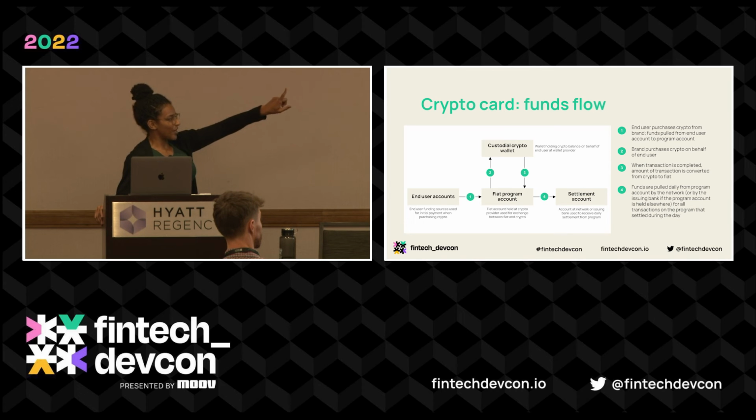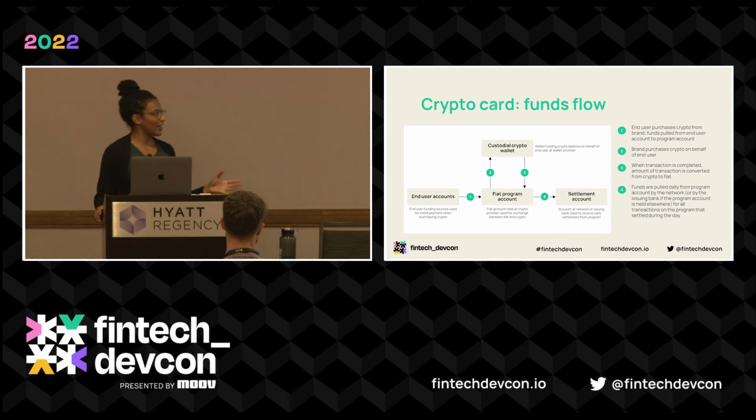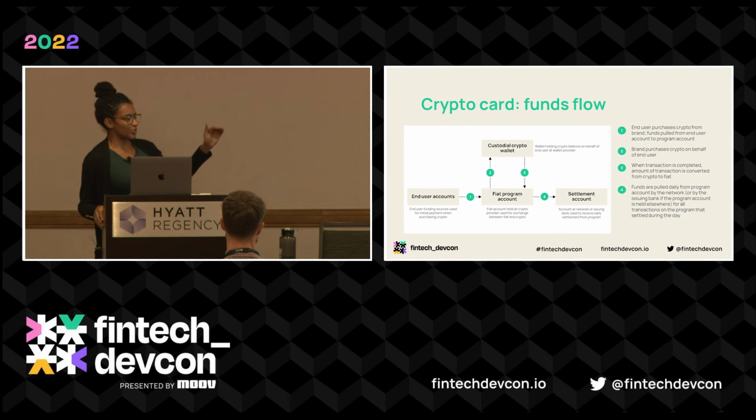That crypto is going to be held in that custodial crypto wallet up there. And then when a transaction happens, the program is going to convert that crypto into fiat. It's going to go to that fiat program account, and then it can be moved to the settlement account as those transactions settle. So you'll see that this one has a couple extra steps to it. The reason for that is because the bank isn't going to touch crypto. They don't want to touch crypto, so you want to make it really clear that that crypto is going to be converted to fiat before that's actually moved to the settlement account at the bank.